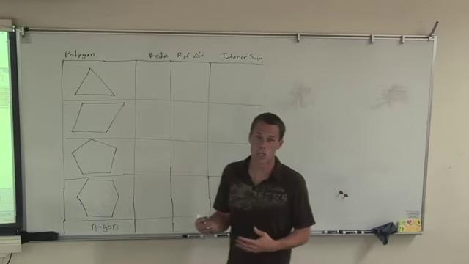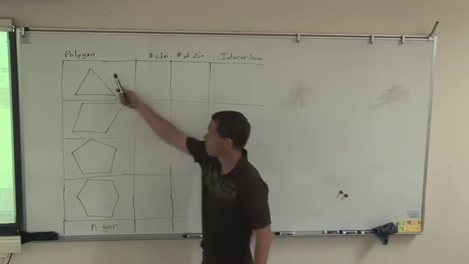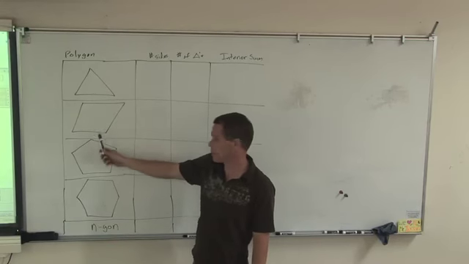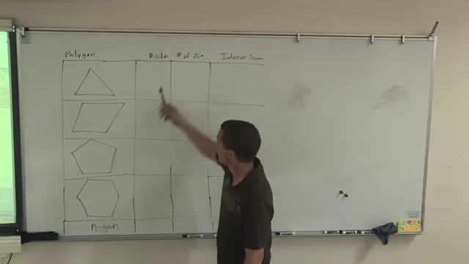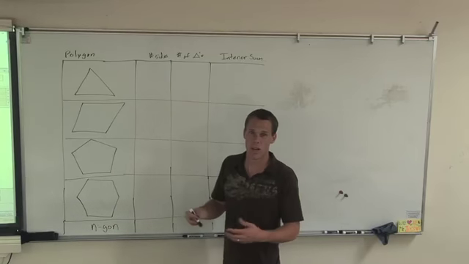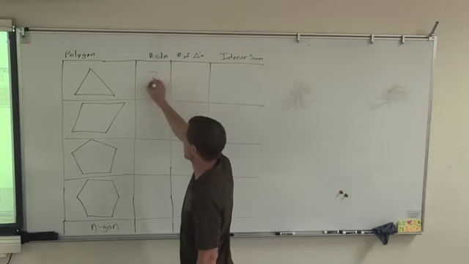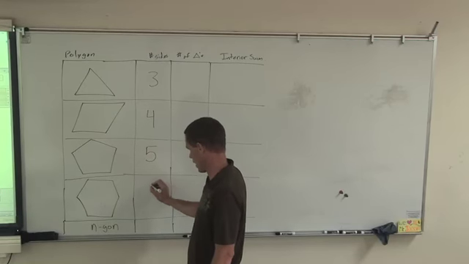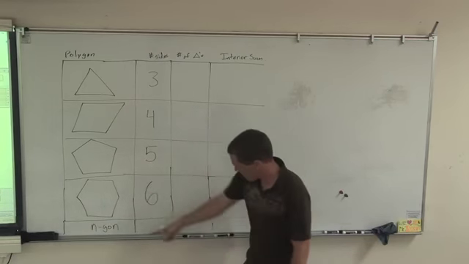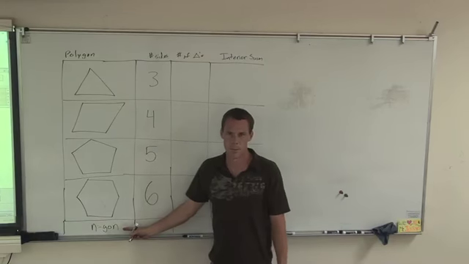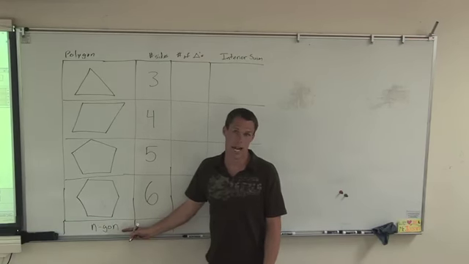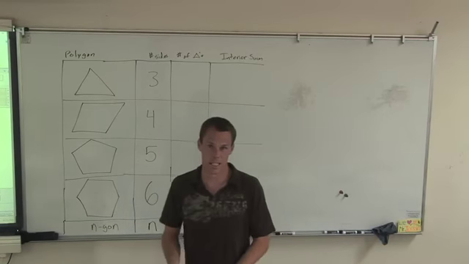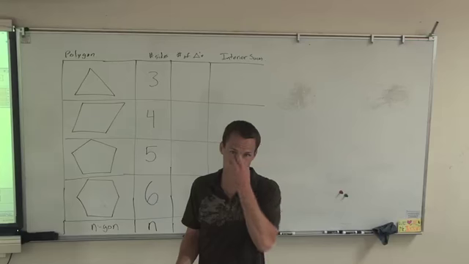Okay, so here's the chart that we were asked to create. We have a set of polygons. I've got a triangle, a quadrilateral, pentagon, hexagon. And then I have the number of sides, so let's go ahead and fill that in. A triangle has 3 sides, 4 sides for the quadrilateral, 5 for a pentagon, and 6 for a hexagon. Then we have this weird one down here, n-gon. Well, n-gon means n sides. Okay, n. I don't know how many sides that is. Could be 20, could be 5.